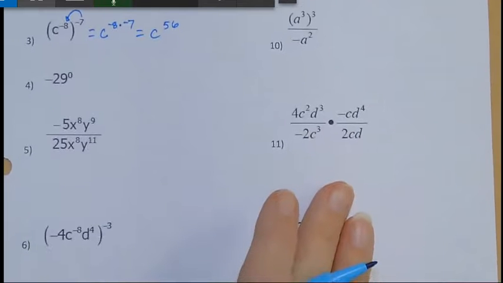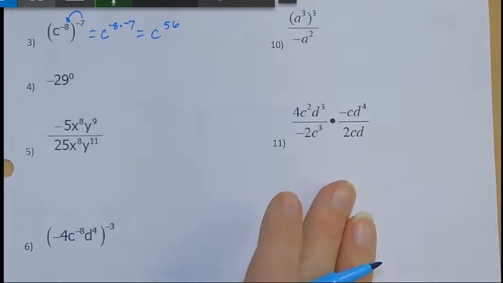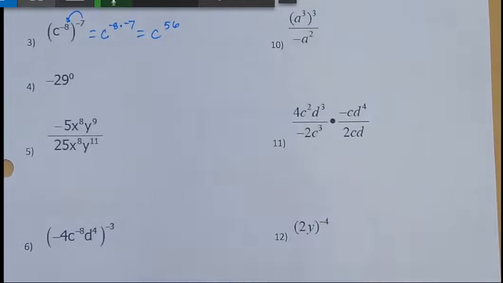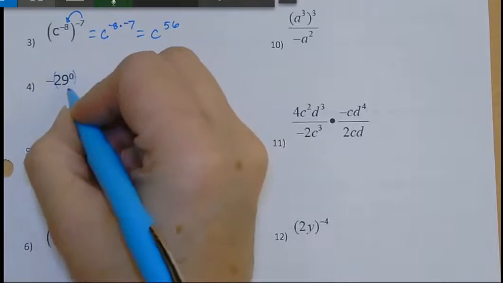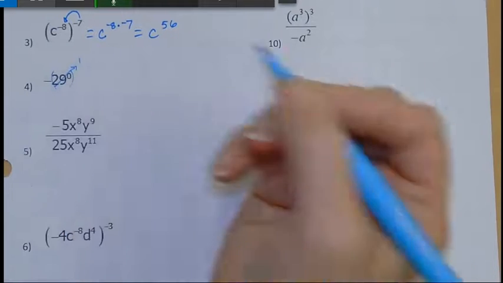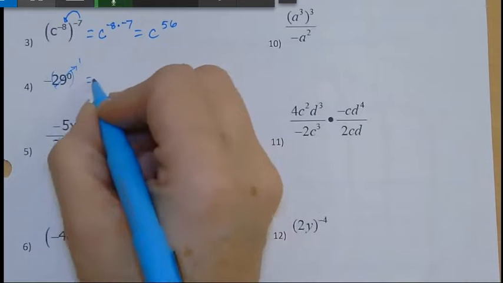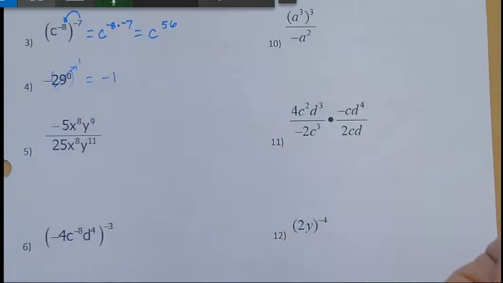Number 4, negative 29 to the 0. We know that any number to the power of 0 is 1. The way this is written, I need to take the negative of 29 to the 0. So this is going to be the negative of 1. 29 to the 0 equals 1. So this whole problem equals negative 1.